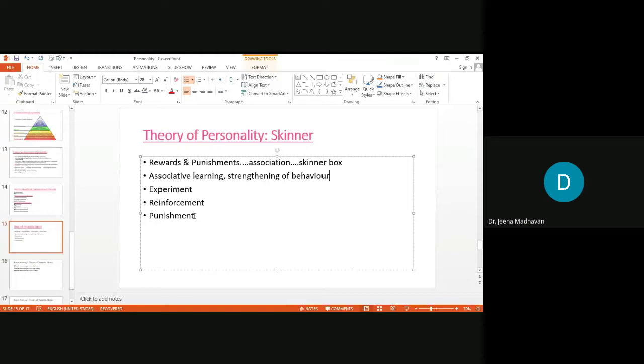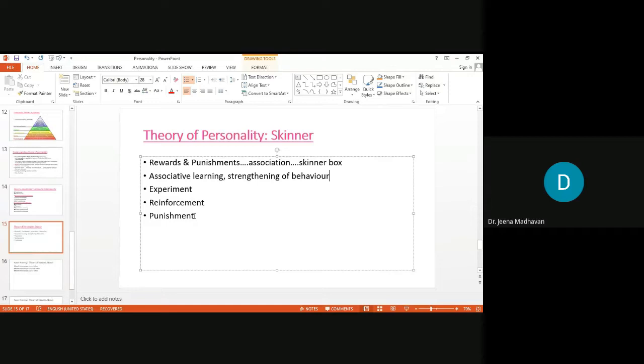Positive reinforcement means, write down, positive reinforcers are favorable events or outcomes that are presented after the behavior. So what positive reinforcement means is that they are favorable events or outcomes that are presented after the behavior.